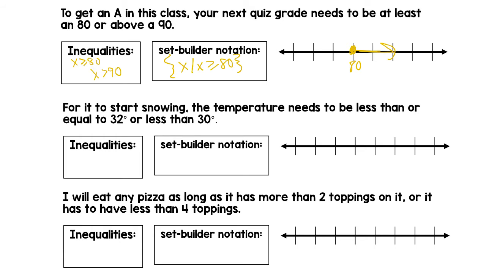Next, for it to start snowing, the temperature needs to be less than or equal to 32 or less than 30. Well, 30 is already less than 32. So that's all we need to include, less than or equal to 32. And that's all we need to include in our set builder notation as well.